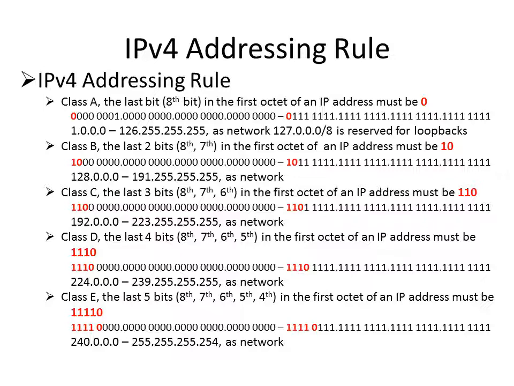Alright, so in this slide we have an explanation of how the IPv4 addressing rule works, and we will see how we get the decimal range for the specific classes of IP addresses from the binary form. So for Class A, the last bit in the first octet of an address must be 0, so that's the 8th bit. And here we can see just converting the first octet in binary form.